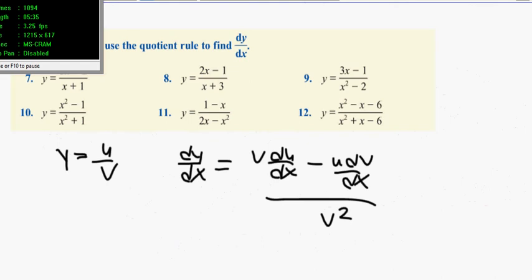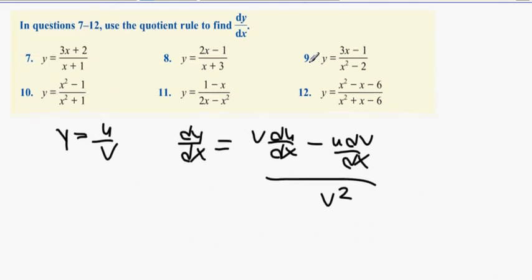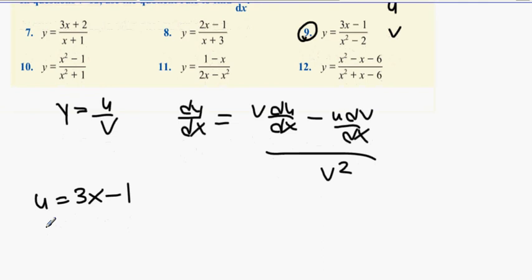This is a quotient drill. Now you'll see what's very different from the product drill. Every single one of these is a fraction. Now you do what you did last time. Y equals u over v. The top one is u, the bottom one is v. Okay? U equals 3x minus 1. Then differentiate and you get du dx equals 3.